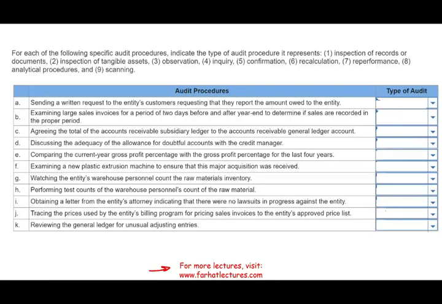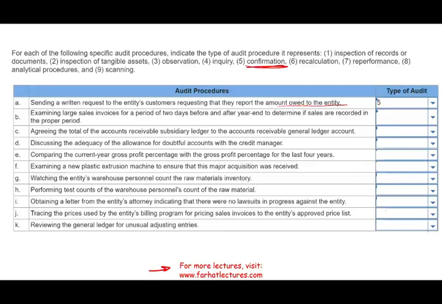Looking at A, sending written requests to the entity's customers, requesting that they report the amount owed to the entity. Okay, what type of evidence is that? When we send a confirmation to someone else, to a third party. Well, I hope you know this, and if not, don't sit for the exam yet. That's a confirmation. So the evidence is a confirmation. Generally speaking, this is a strong form of evidence, as long as it's controlled. Controlled means you send it out and you receive it.